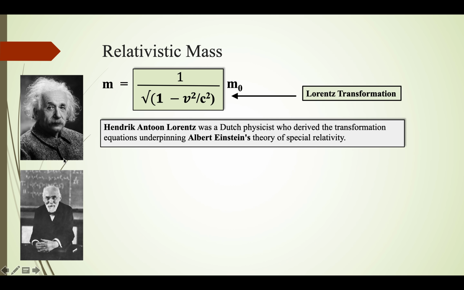Now this gentleman, we know Albert Einstein, but this gentleman down here is Professor Hendrik Antoon Lorentz. He was a Dutch physicist who derived the transformation equations underpinning Albert Einstein's theory of special relativity.